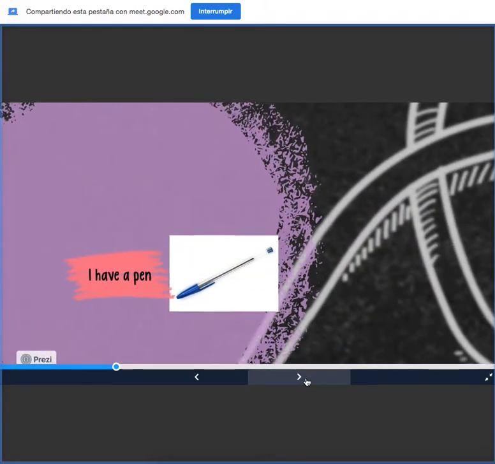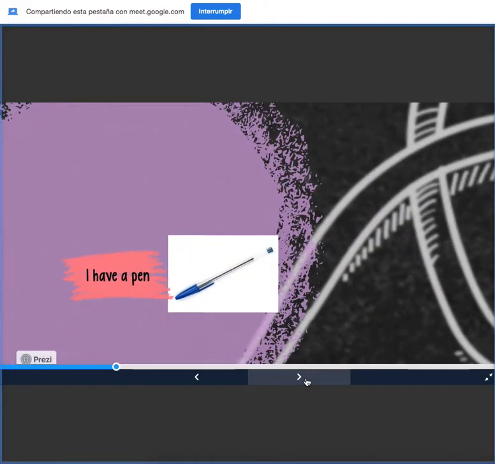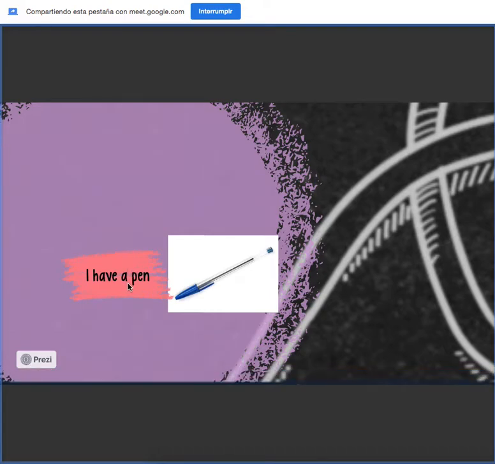Let's see another one. I have a pen. Can you see that I am using a? Tengo un esfero. I have a pen. ¿Por qué tengo a y no an? Who can tell me?